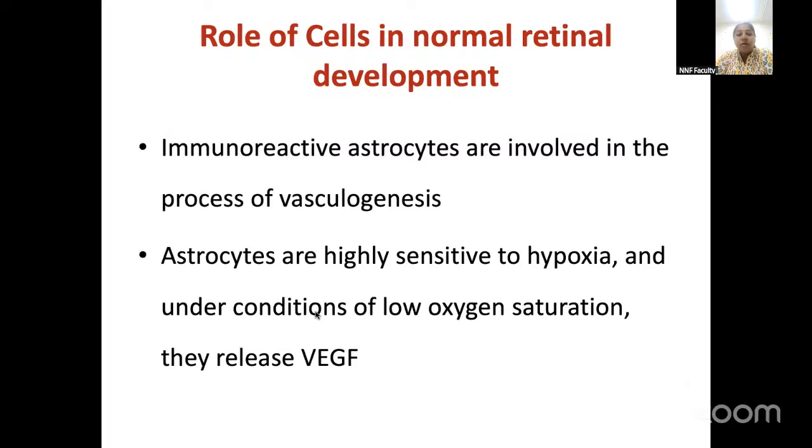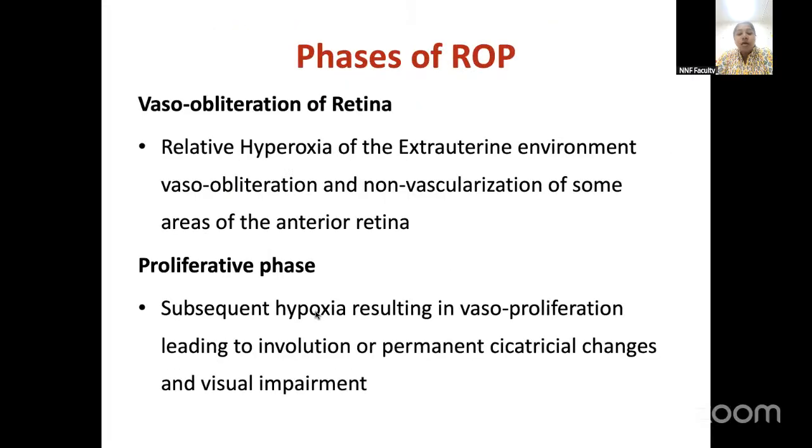The role of cells in normal retinal development: the astrocytes, which are immunoreactive, are involved in the process of vasculogenesis. They are highly sensitive to hypoxia, and under conditions of low oxygen saturation, they release VEGF. Now the phases of ROP. The first phase is the vasoobliteration of the retina. In the relative hyperoxia of the extrauterine environment as compared to the intrauterine one, there is vasoobliteration, non-vascularization of some areas of the anterior retina. In the next phase, the proliferative phase, subsequent hypoxia results in vasoproliferation, leading to involution or permanent cicatricial changes and further visual impairment.